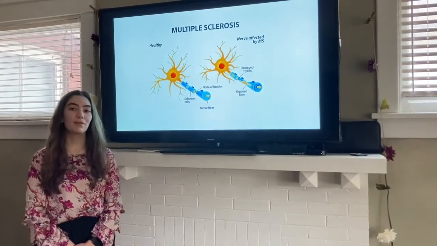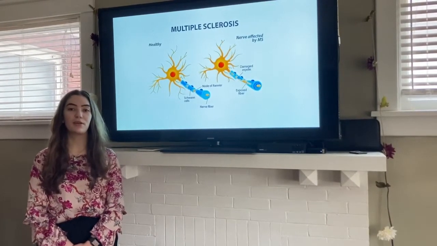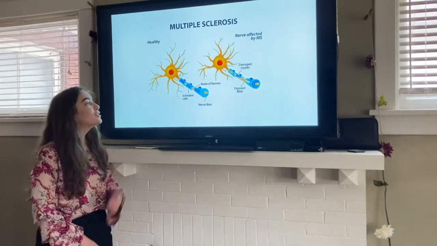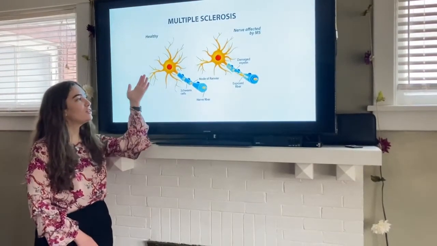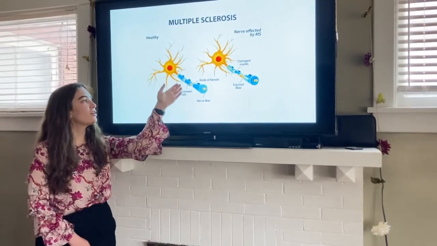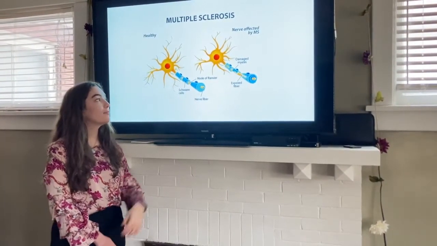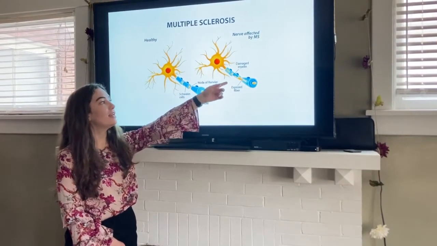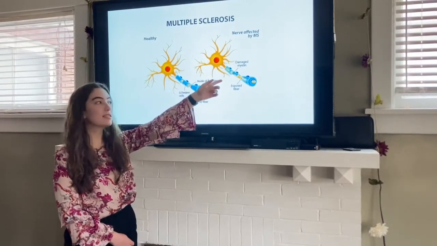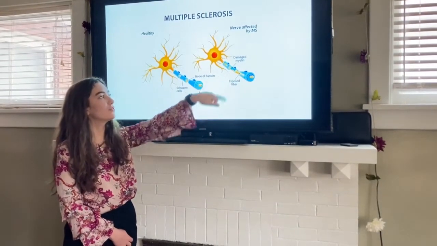So just to recap, let's take a quick look at some of the differences between a healthy nerve and a nerve that's been affected by multiple sclerosis. As we talked about, the myelin sheath on this healthy nerve here is intact. It's insulating that nerve all the way down so that the nerve signal can't be disrupted. But with multiple sclerosis, the myelin has been attacked by those immune cells so that the nerve is actually exposed to the rest of the central nervous system.